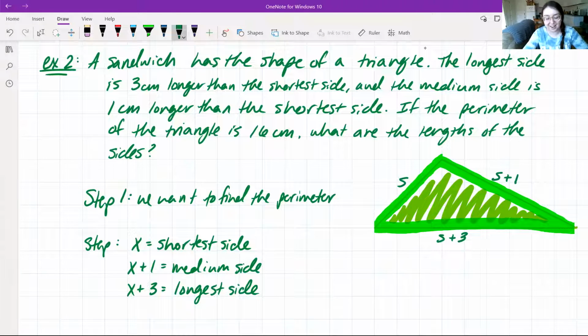Sorry, S. I realize that they are labeled as S. So S is the shortest side, S plus 1 is the medium side, and S plus 3 is the longest side. So we see here our picture, each one of our sides are labeled. So we know which one is our shortest, medium, and longest side. And this was step 2.